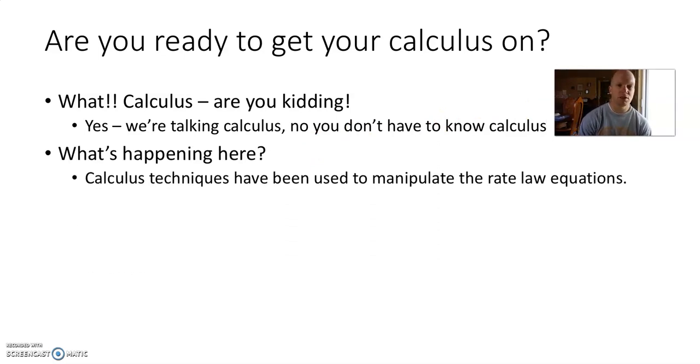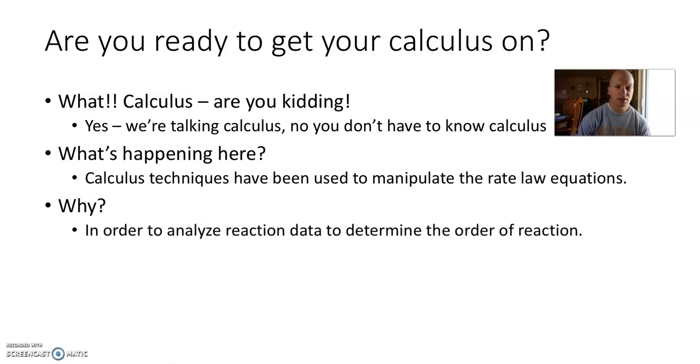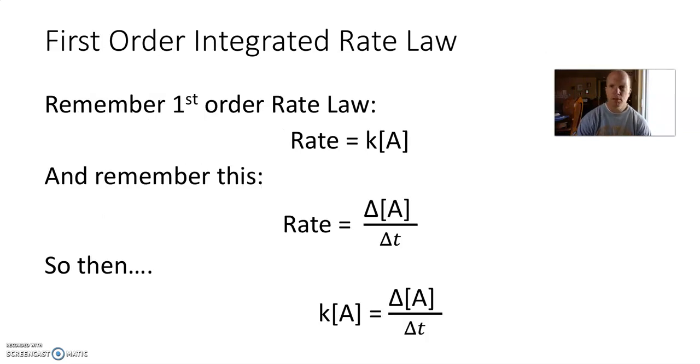Okay, and what we're going to do is use calculus techniques to manipulate the rate law equations. So we have these rate laws, where it's K times the concentrations of stuff. We're going to manipulate those so we can do some stuff, and the reason why is this: it helps us analyze the data much better. It allows us to determine the order of reaction, and then once we know the order of reaction, we can use these integrated rate laws to find concentrations at different times and things like that. So they're much more flexible than just having the rate law.